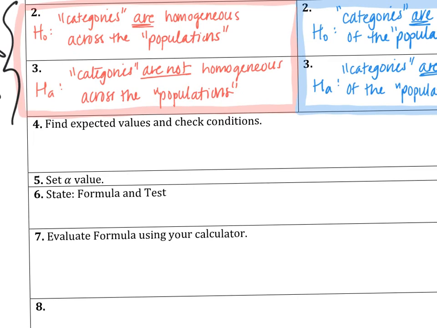So you do have two conditions. They are the same as goodness of fit tests. The first one is that the data is random. And the second one is that the expected cell count is greater than or equal to 5.